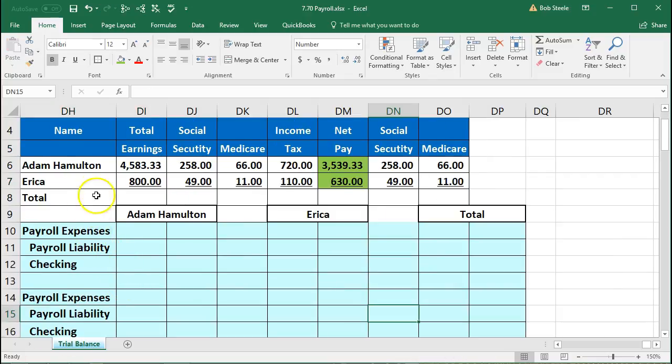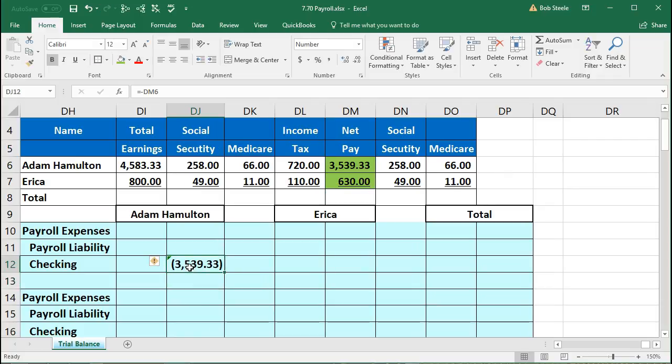So with Adam, we're going to say that the payroll that was earned was $4,583, but the check that was received, what happened to our check going down, was only the $3,539. So what actually happens to our bank account? It's going to go down by this $3,539. I'm going to represent that with a credit. So this is a credit, not really a negative number here, although it's negative in Excel. It's just a credit for our purposes.